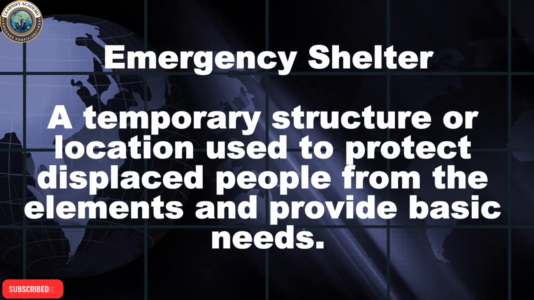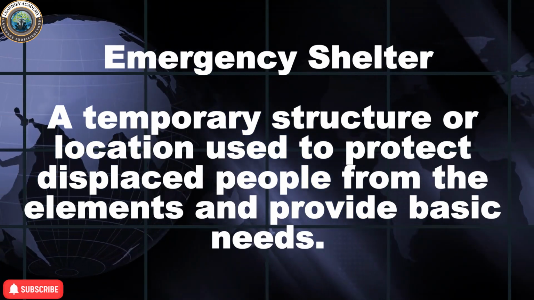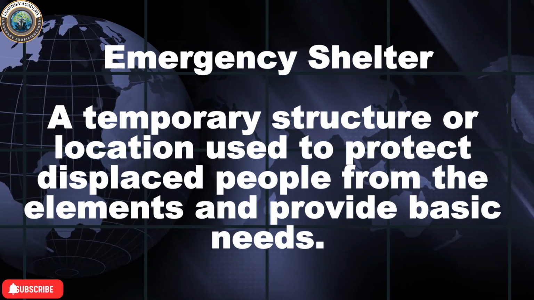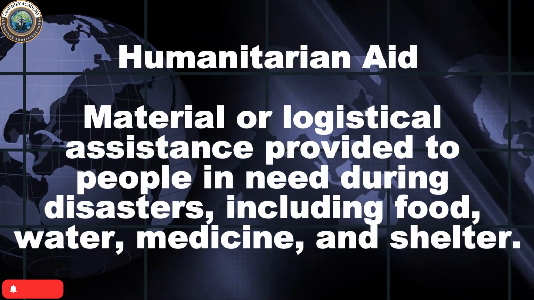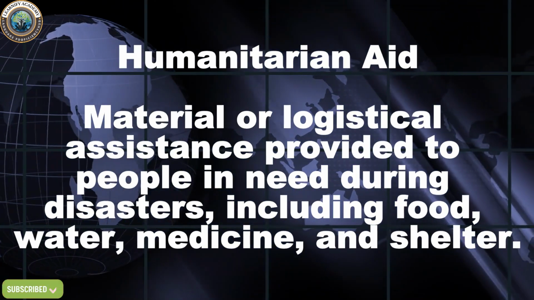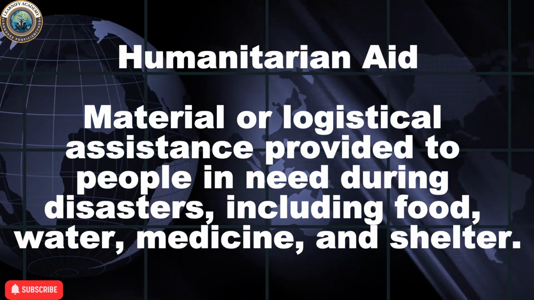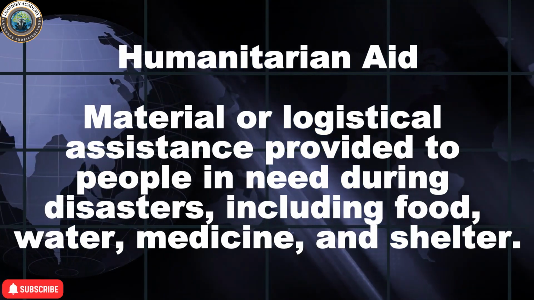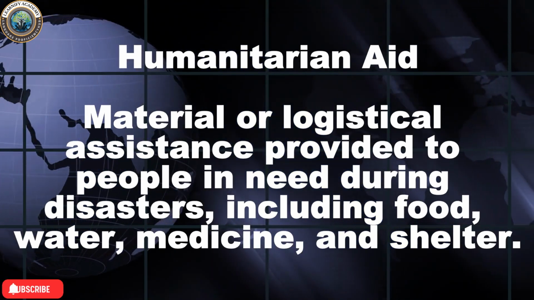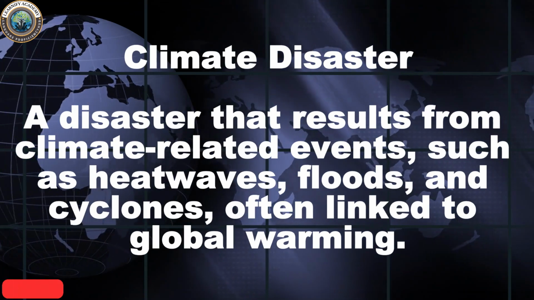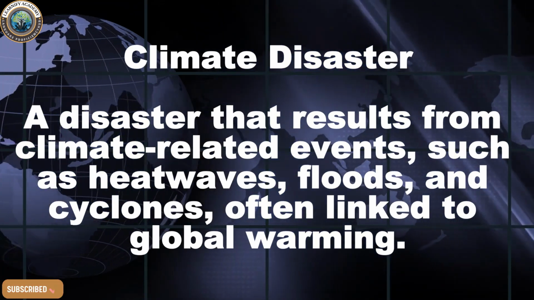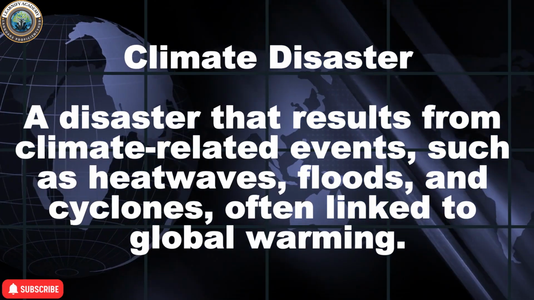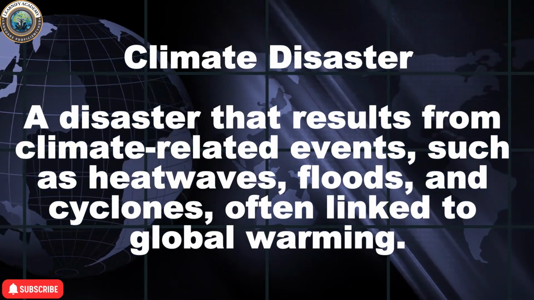Emergency shelter, a temporary structure or location used to protect displaced people from the elements and provide basic needs. Humanitarian aid, material or logistical assistance provided to people in need during disasters, including food, water, medicine, and shelter. Climate disaster, a disaster that results from climate-related events, such as heat waves, floods, and cyclones, often linked to global warming.